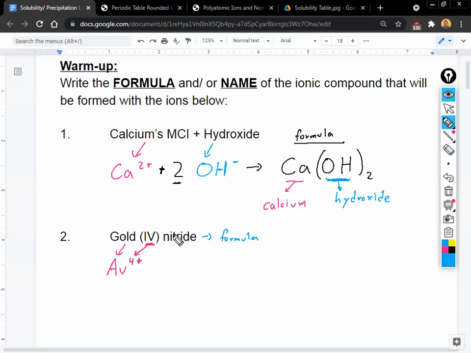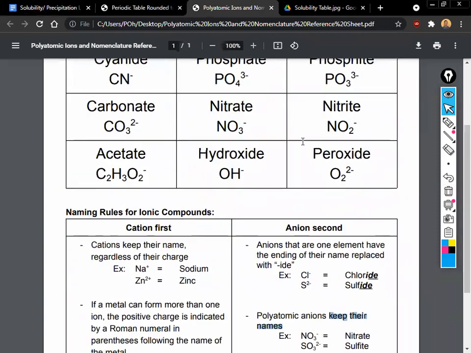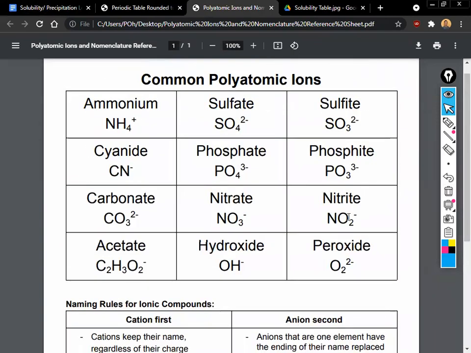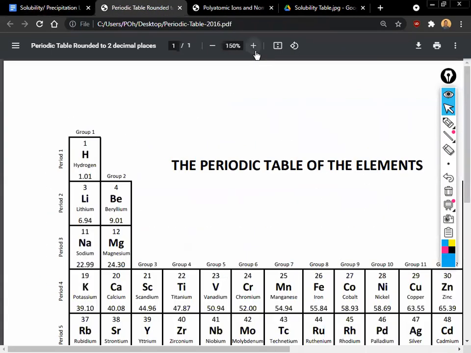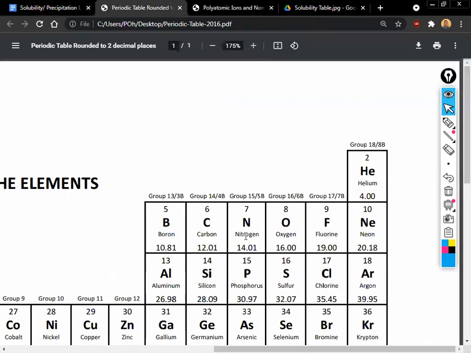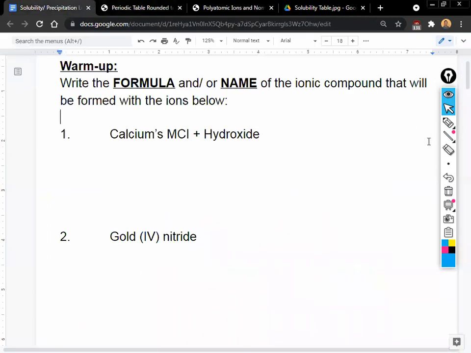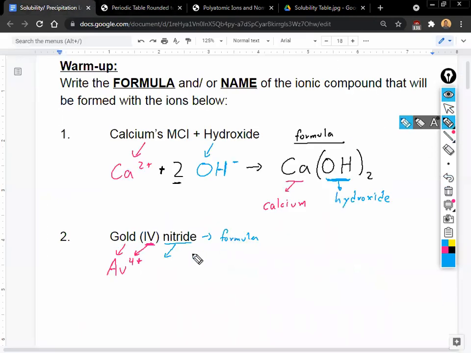Now, if you take a look at the anion, it's nitride. Nitride sounds kind of like nitrite, but it's not a polyatomic ion, because if you go to the chart for nitrite, it's NO2, but it's different from -ide. Instead, we have to look at this rule: anions made of one element have their ending replaced by -ide. If we go to the periodic table and look for one that sounds similar to nitride, you should have gotten nitrogen. So this is nitrogen's ion, and nitrogen's charge is -3.